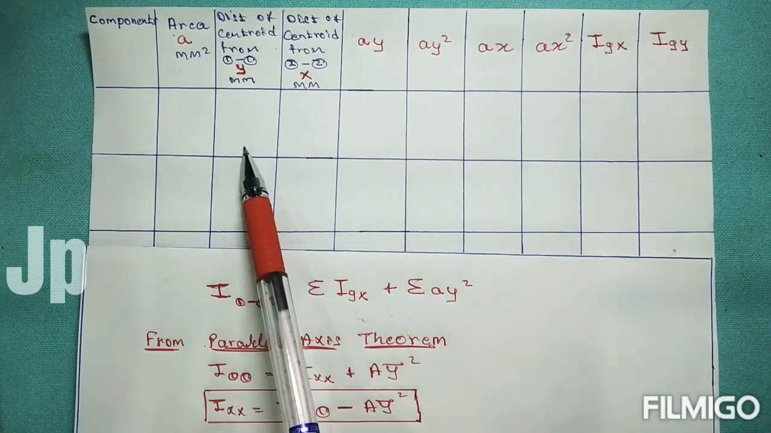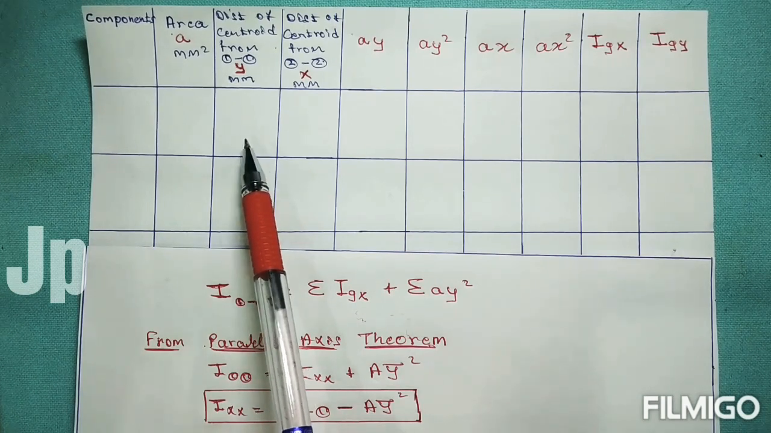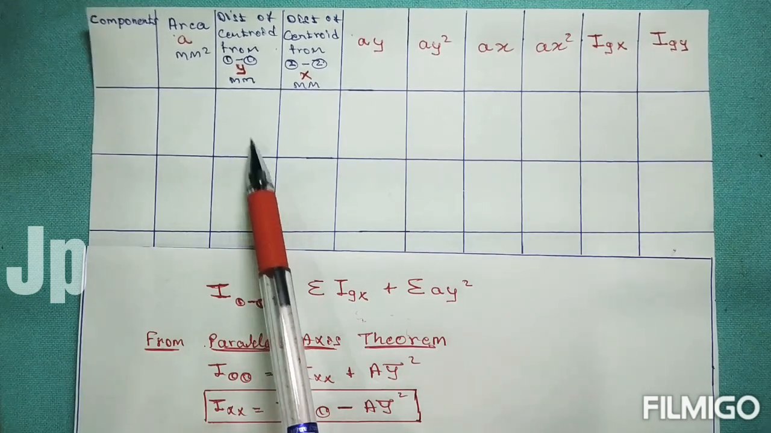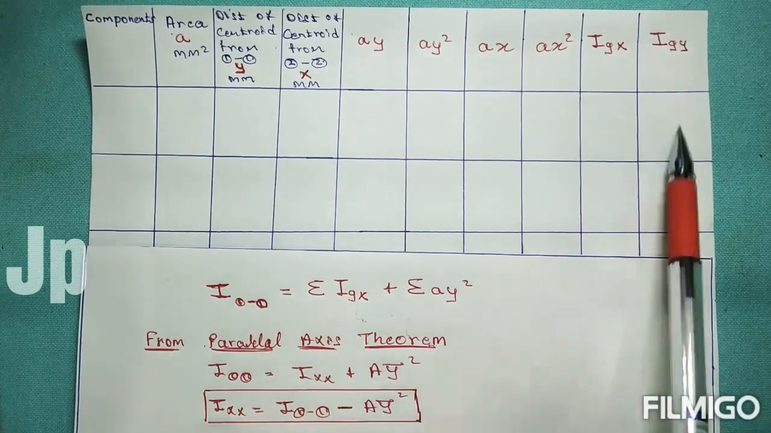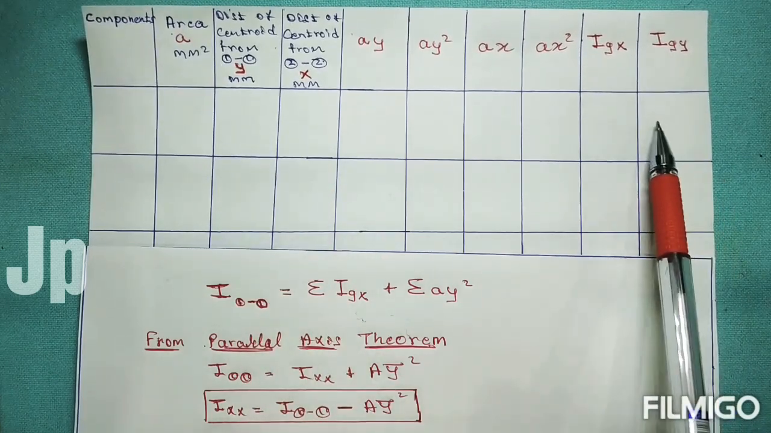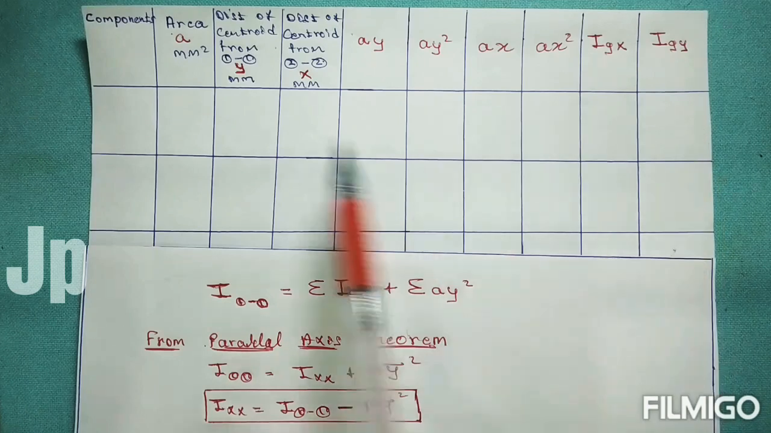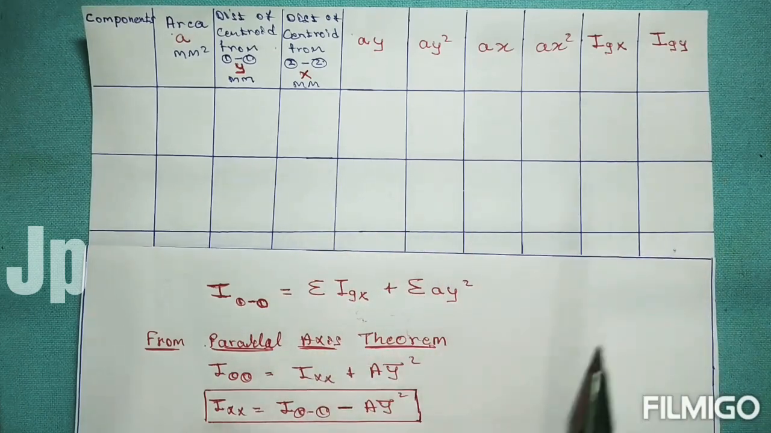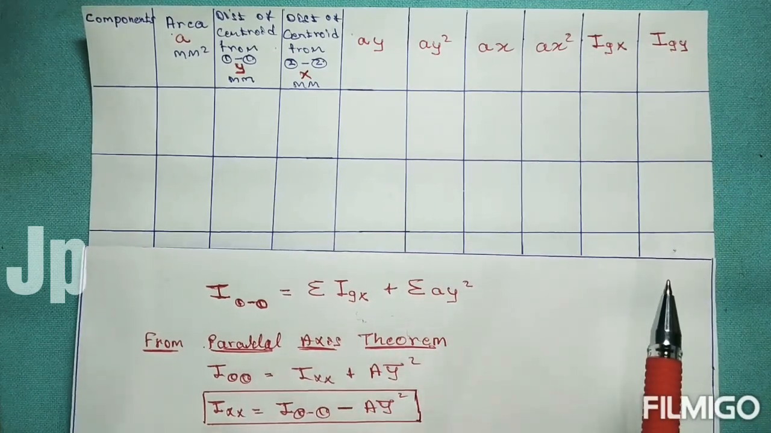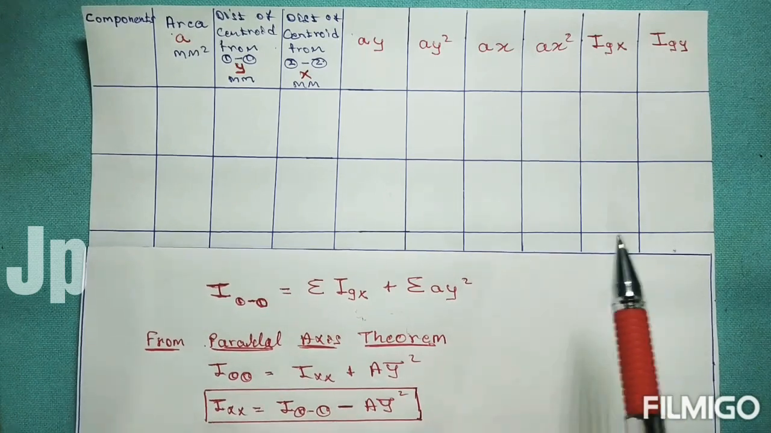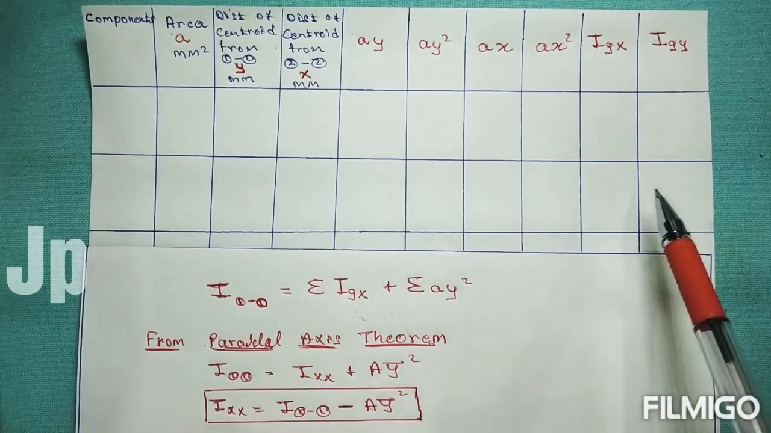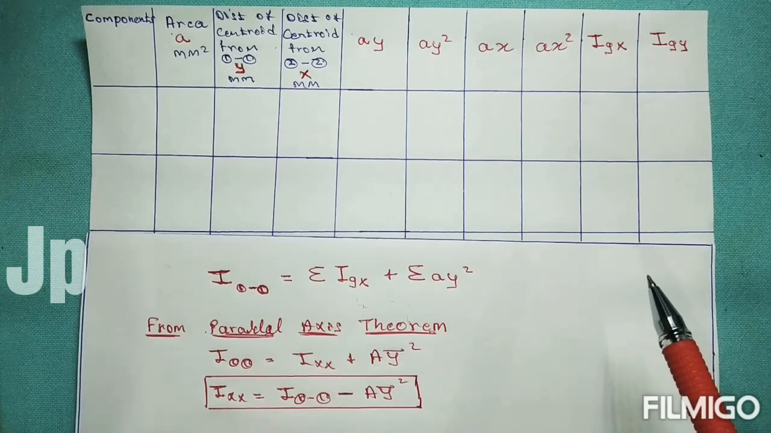Also, the distance from the reference axis to your component CG. These four columns are very important here. If you make a mistake in one step, the whole problem will be wrong, as well as the moment of inertia. So next, based upon this tabular column, how do we find the moment of inertia?